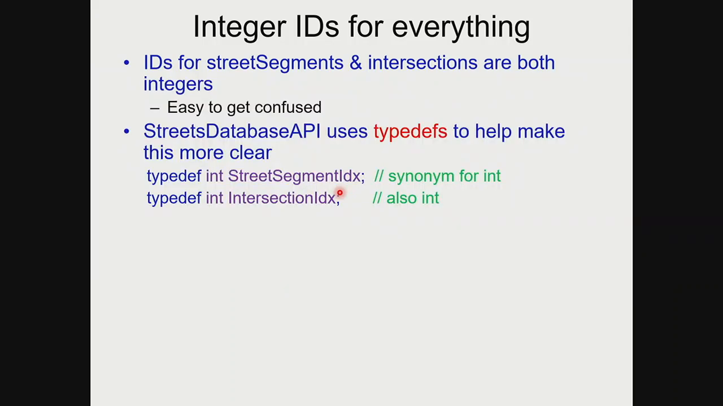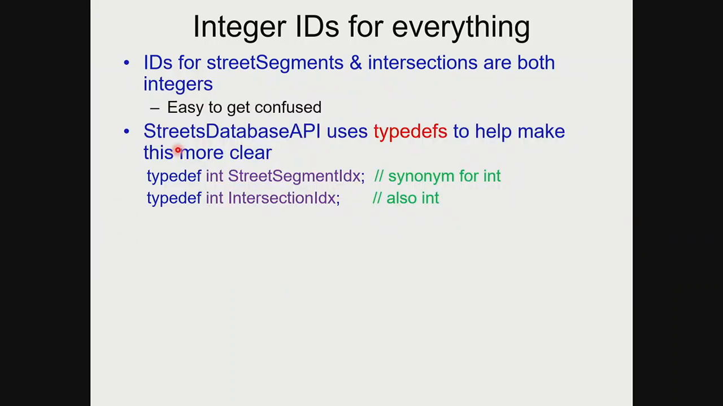That means I've defined a new type called StreetSegmentIdx, but it's actually not a new type. It's exactly the same as an integer, but when one of the milestone functions that you need to write says one of its parameters is expecting a StreetSegmentIdx, that means it's expecting an integer, right? But an integer associated with a street segment.